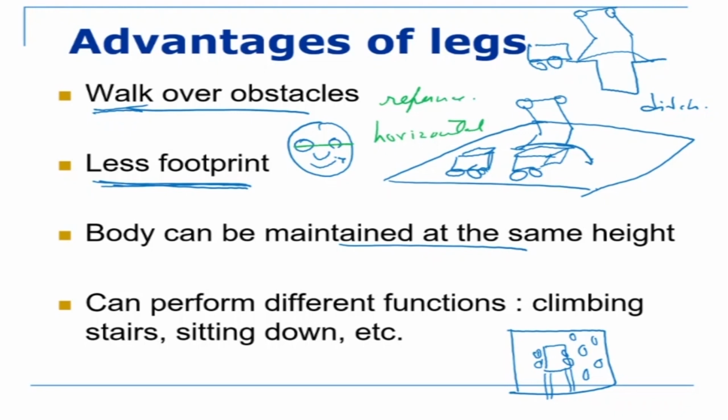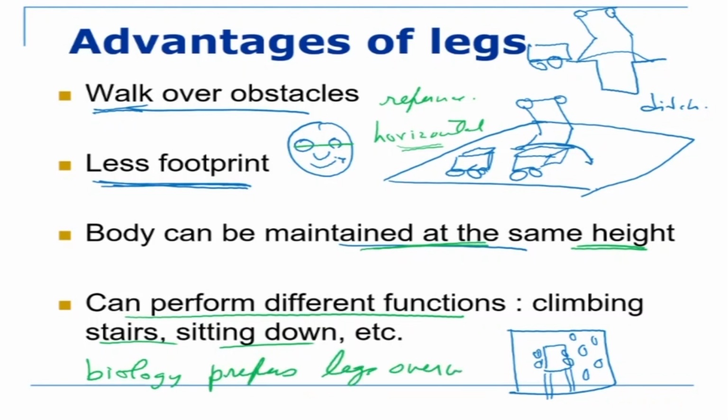Suppose you find that your reference is bent or crooked, then it's a question whether the reference was crooked or you were crooked. I hope you understand what I'm saying. So this basic requirement is there that the body can be maintained at the same height, basically for vision, having the vision field as horizontal. This is useful. Legs can also perform different functions like climbing stairs, sitting down, etc., which wheels cannot do. And that is the reason why biology prefers legs over wheels, because of all these advantages.